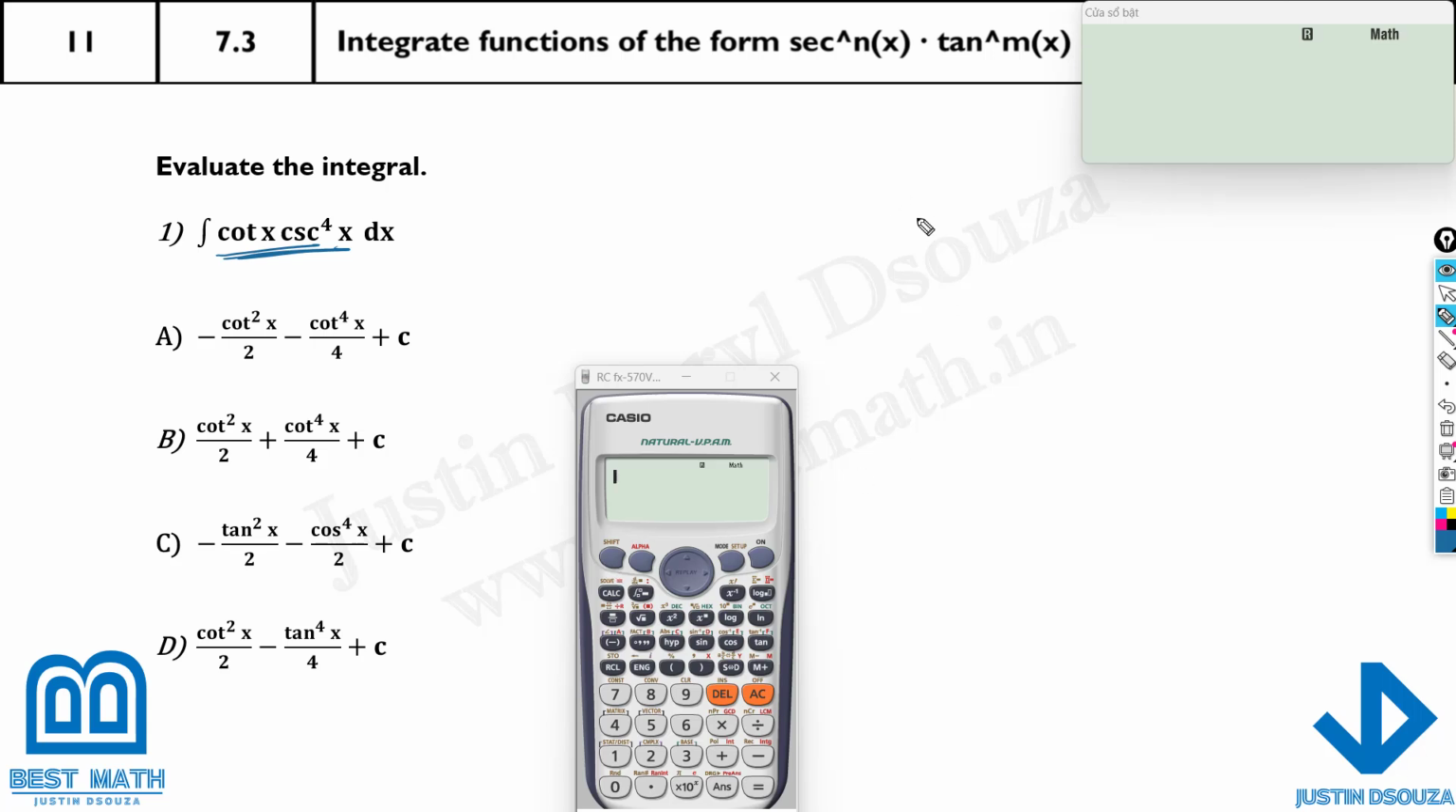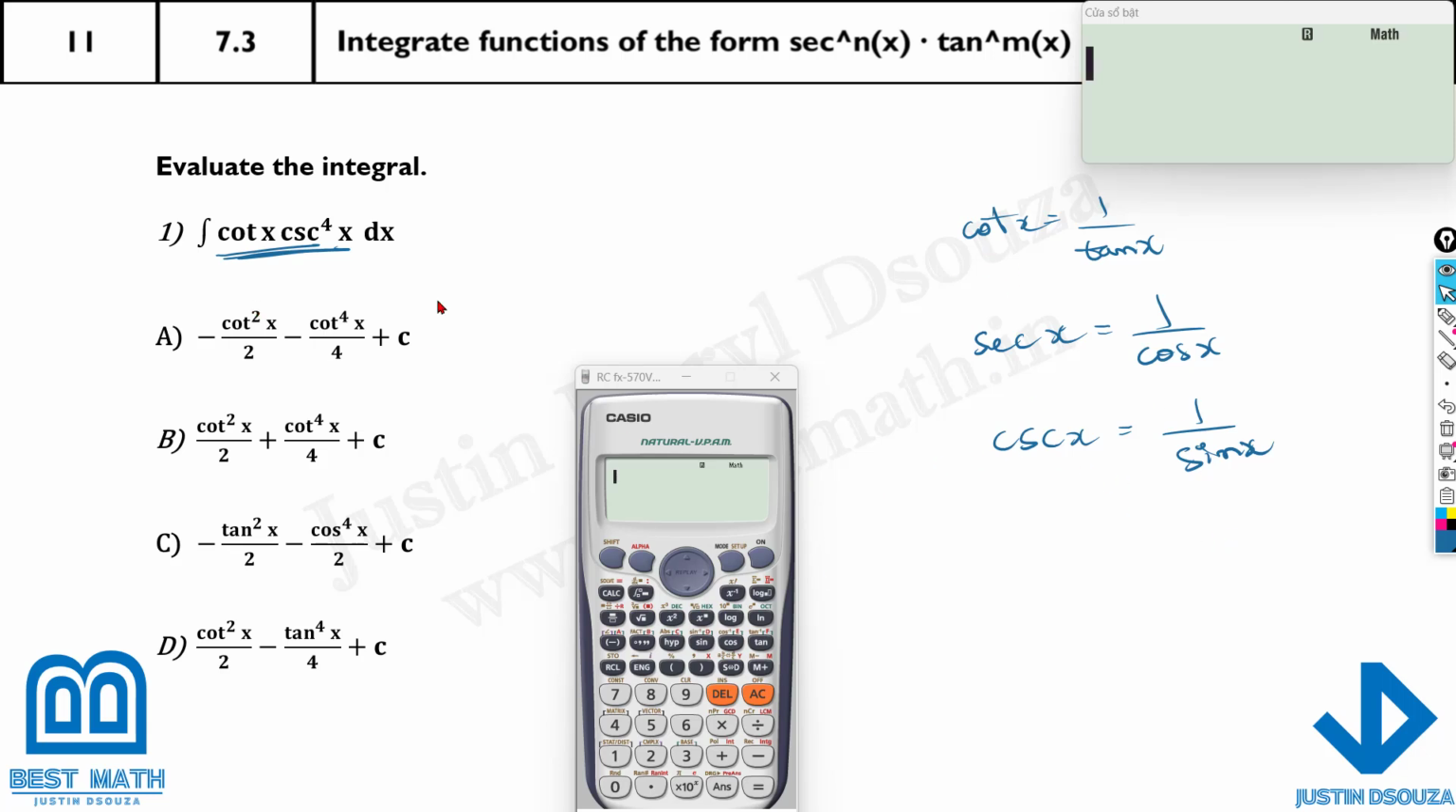But there are a few formulas to remember. Cotangent x is equal to 1 by tan x. Secant x will be equal to 1 by cosine x. Cosecant x will be equal to 1 by sine x. Now, if we get any other forms, I'll write them down later on.